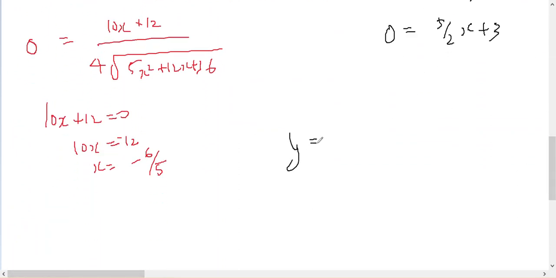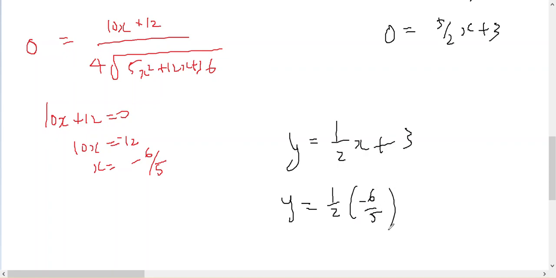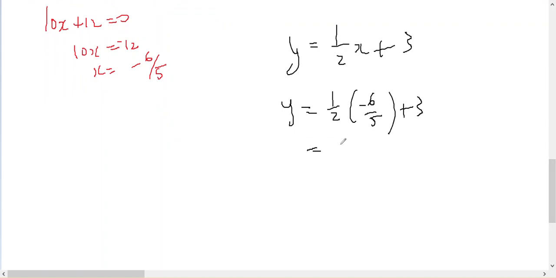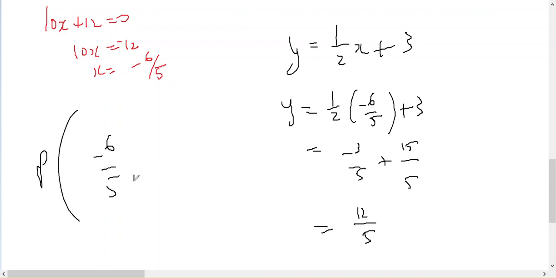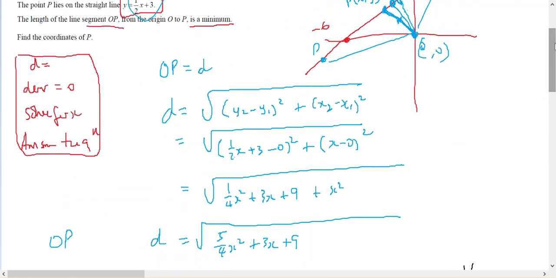And since I know that the line is y equals a half x plus 3, then y will equal a half times minus 6 on 5 plus 3, which is minus 3/5 plus 15/5, which should be 12/5. So point P is minus 6/5 and 12/5. And that's the answer to the question, because the question asks for what are the coordinates of P when it's a minimum distance.